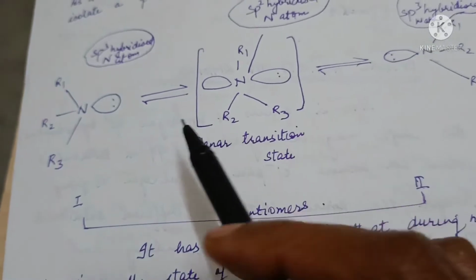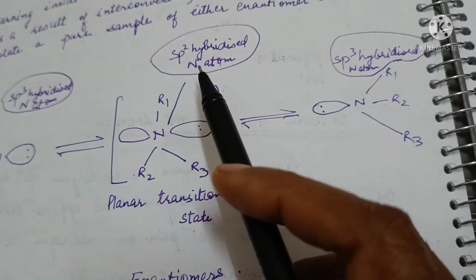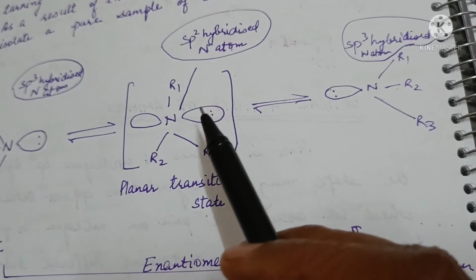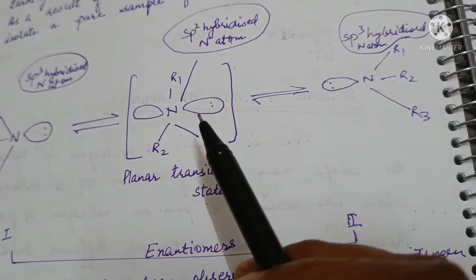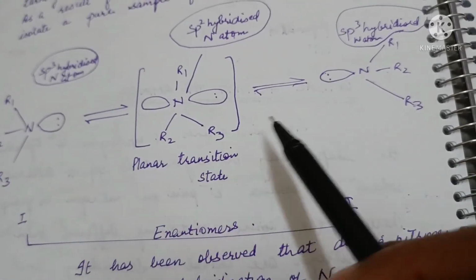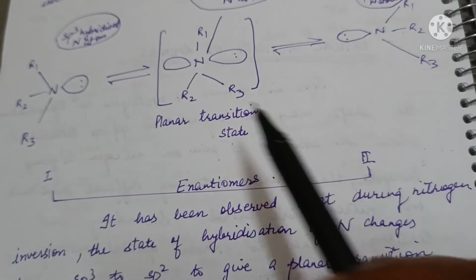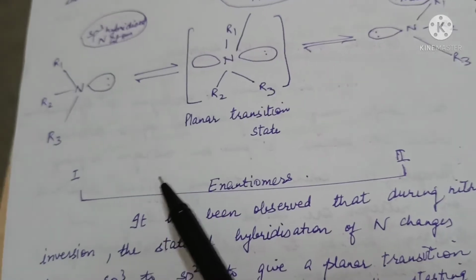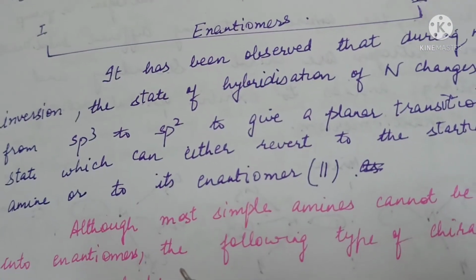The flipping occurs by conversion of the sp3 hybridized nitrogen atom into a planar sp2 hybridized nitrogen atom, which can then convert itself into either of the 2 forms, either this form or this form. So this process is called flipping. These 2 are enantiomers, but they cannot be resolved because they rapidly convert into one another.